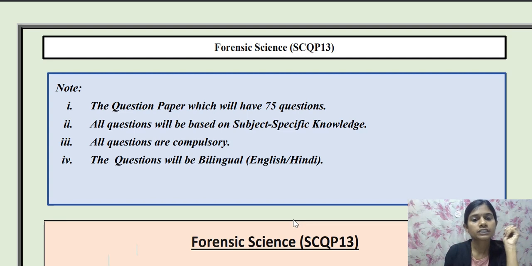All 75 questions are mandatory, which means you have to attempt all of them. Each question carries 4 marks, so 75 into 4, 300 marks is the full marks of the question paper. There is also negative marking: minus 1 mark will be deducted for every wrong answer. For a correct answer you will get 4 marks, and for a wrong answer you will lose 1 mark.